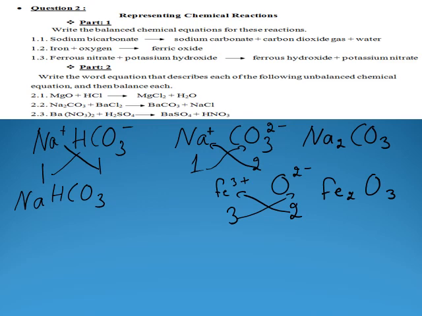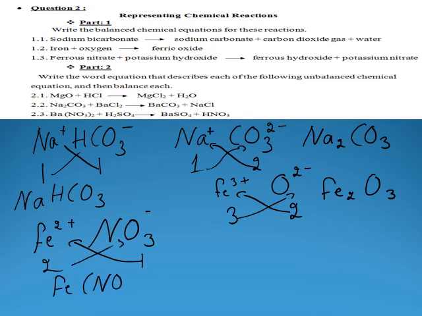Ferrous nitrate. This is ferrous, it's Fe2 plus. Nitrate, NO3 minus. Charge here is 2. Charge here is 1. Crossover, so it's Fe(NO3)2. Why brackets? Because we have different elements.